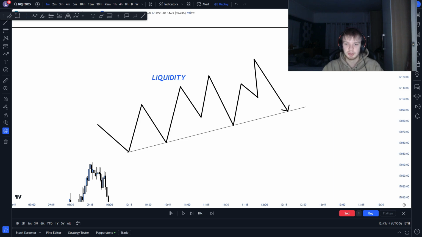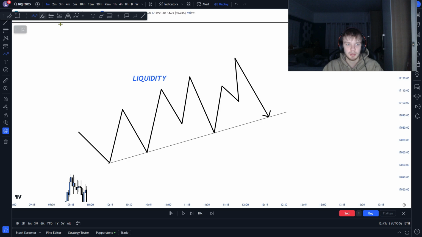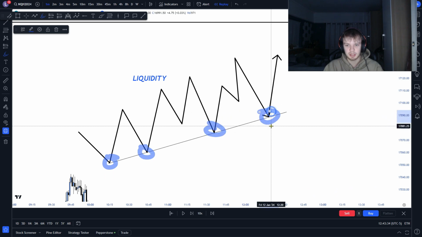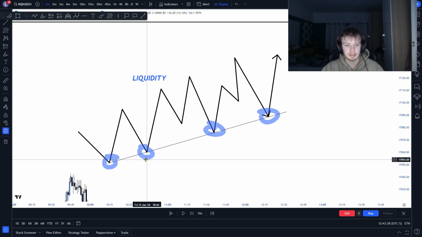Okay, so let's use this trendline liquidity as an example. As you can see, the price has tapped into this area lots of different times. Okay, obviously imagine that these lines are all candlesticks and this is price action. So let's say that price has tapped this area here, it's tapped it here, it's tapped it here, it's tapped it here. Okay, so we have a perfect trend line right here.